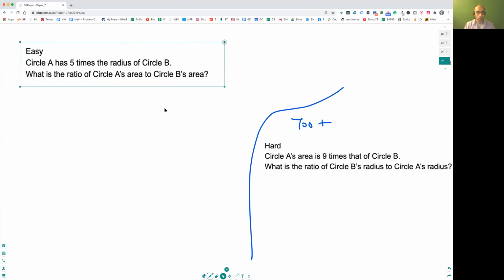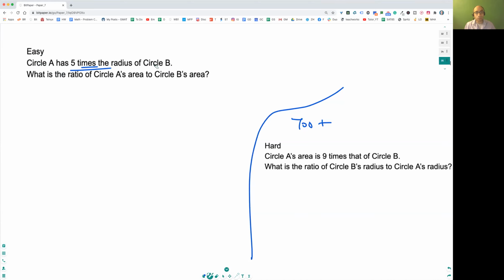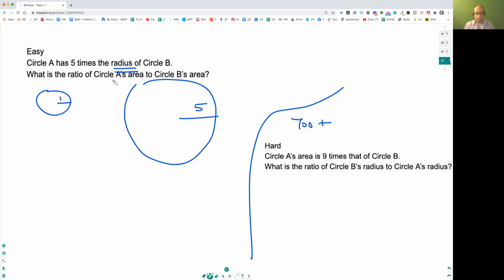Circle A is now 5 times. Well done, Anuj. So circle A is 5 times the radius of circle B. So circle B is over here, and then you can imagine circle A is bigger, right? The radius is 5 times. So this radius is 1, and this radius is 5, right? Remember, the radius is given to us.